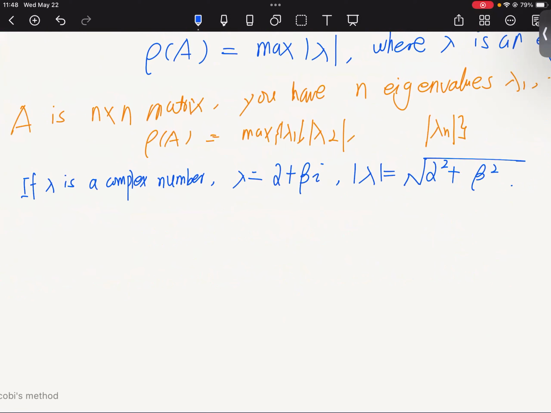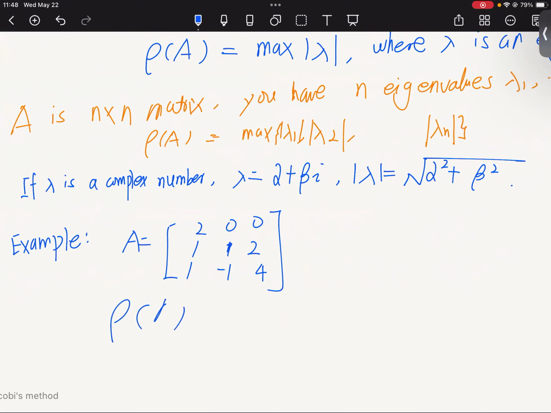Next time I'm going to give you one example, and I will do the calculation: for this matrix A, I will teach you how to calculate rho A, the spectral radius for this specific example. You can also try to practice the concepts on these examples beforehand, and next time I will show you the solution and the actual calculation. That's all we want to cover today.